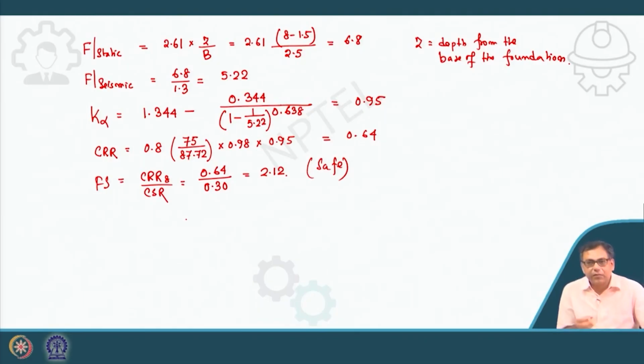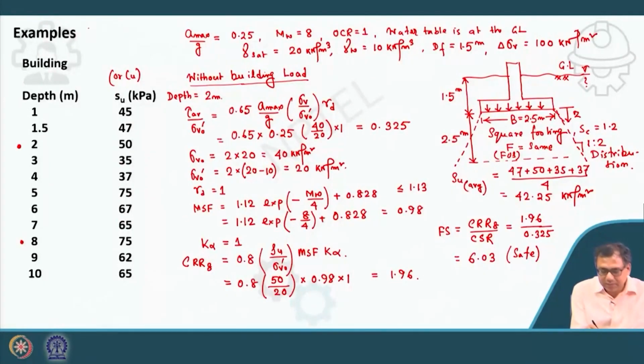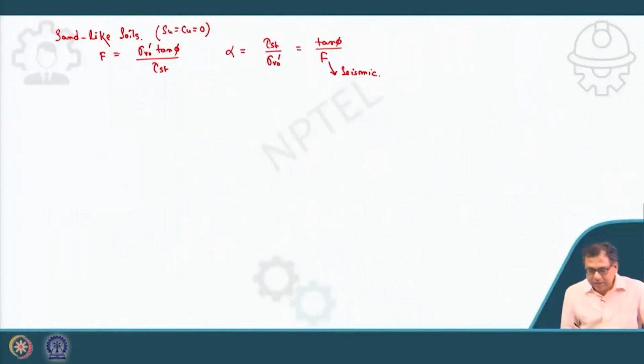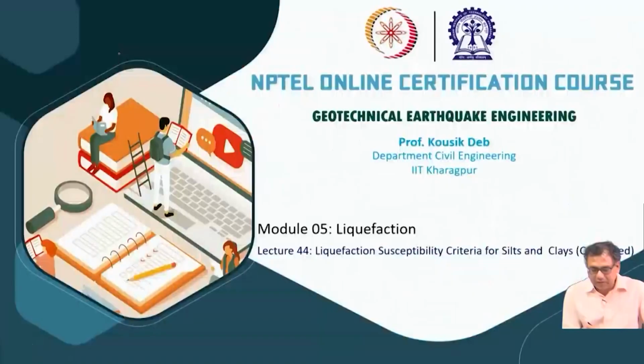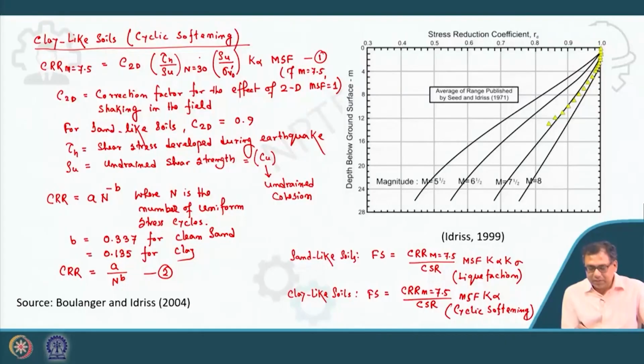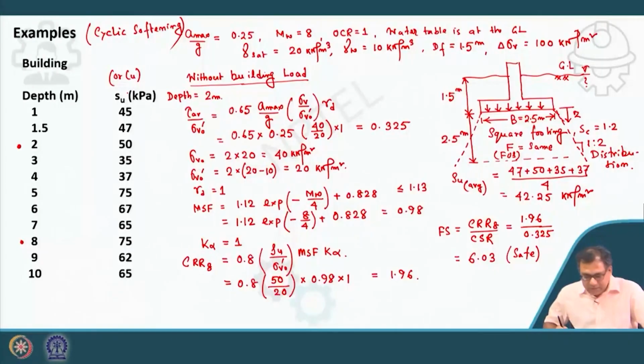So here I am doing the cyclic softening check, and in almost all the cases it is coming out to be safe, but this is an example. This is for cyclic softening, for clay like soil. So that check we are doing. Okay. So this way we can check whether there will be failure of this clay like soil due to cyclic softening or not.